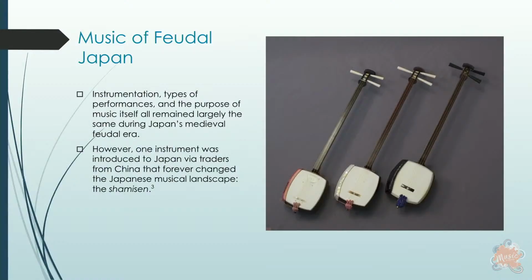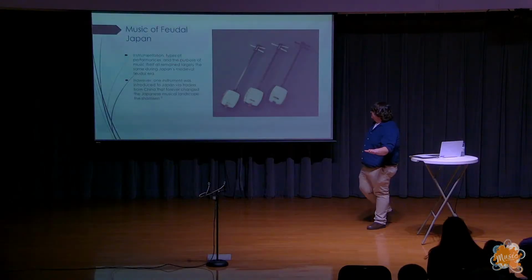The music of feudal Japan doesn't change all that much, as I mentioned earlier, but there is one major development that changes a lot going forward, and that is the introduction of this instrument, the shamisen. The purpose of music itself largely remained the same, but the shamisen kind of shook up how it sounded. This instrument, the shamisen, it's my personal favorite Japanese instrument. I love it. The sound of it is great. I got a video to show you here in a minute.